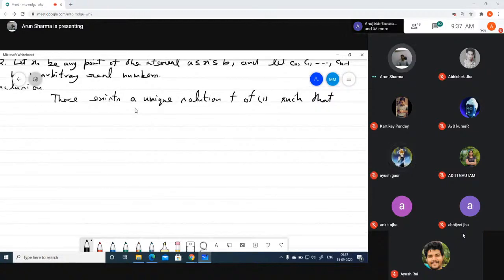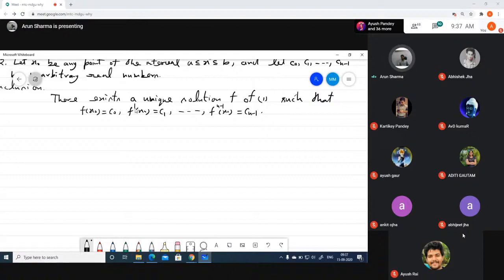f(x naught) equals c naught and f dash x naught is equal to c1, up to f(n minus 1) x naught equals c(n minus 1). Means they are constants.